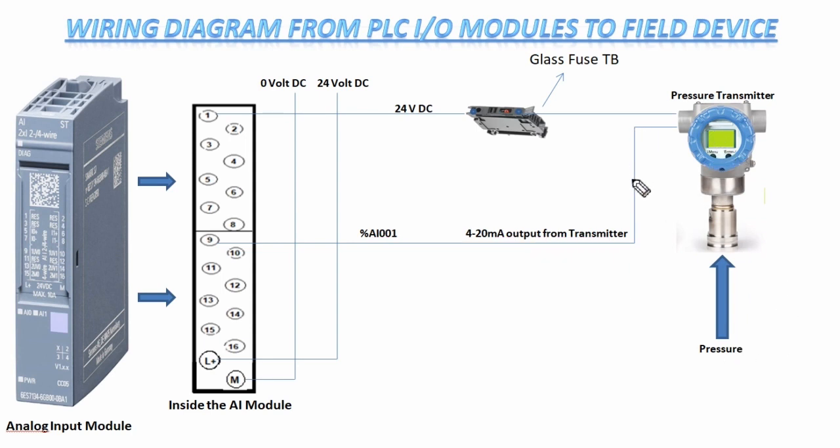The 4 to 20 milliamps will go from this transmitter to the AI001 address of the PLC module, and there it will go to the ninth number of TB. This is how the PLC works. There are 8 channels, as I said: 1 and 9, 2 and 10, 3 and 11 are interconnected in the PLC. This is how the analog input module works.